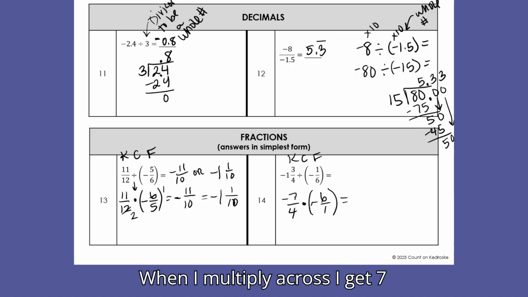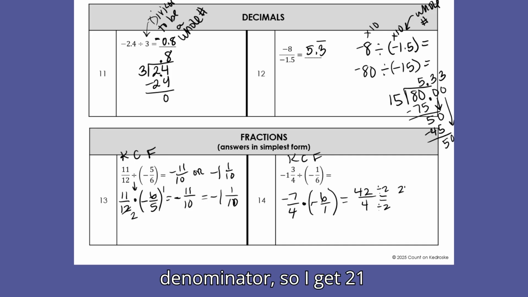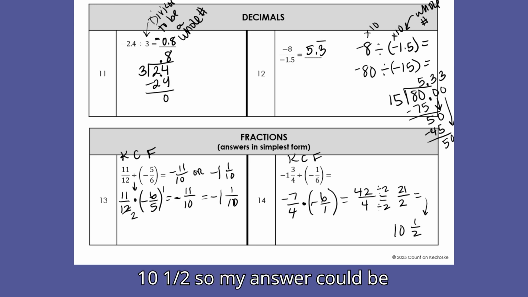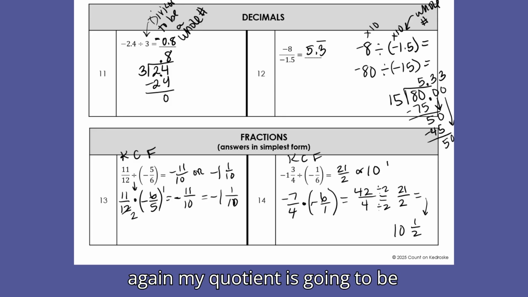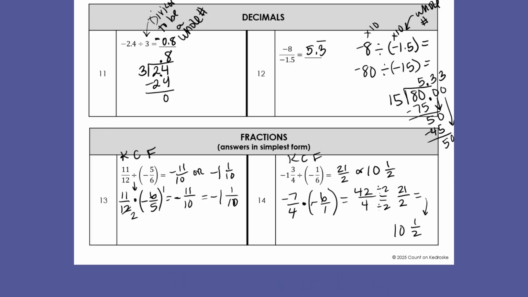When I multiply across, I get 7 times 6 is 42. 4 times 1 is 4. When I simplify that, 2 goes into my numerator and denominator. So I get 21 halves. That can also be 10 and 1/2. So my answer could be 21 halves or 10 and 1/2. And again, my quotient is going to be positive because I'm dividing a negative by a negative.